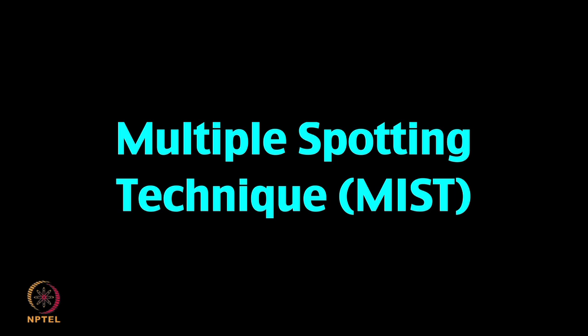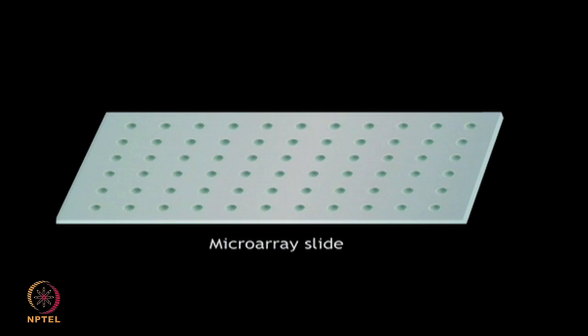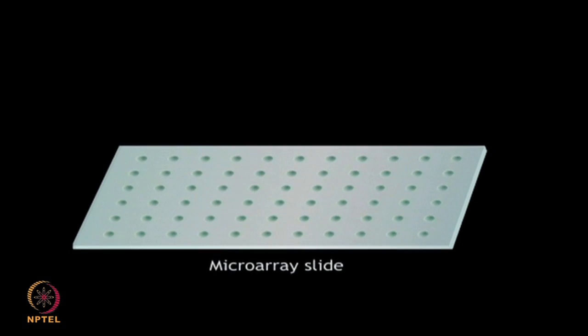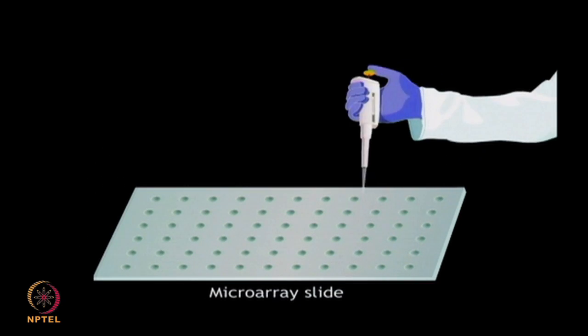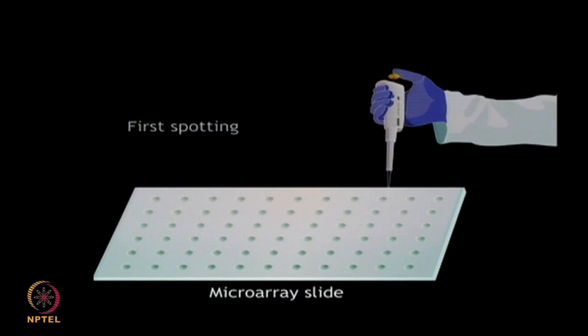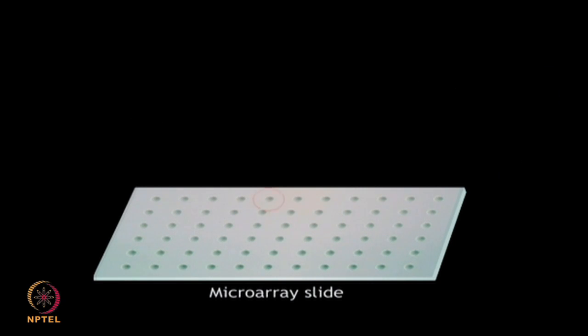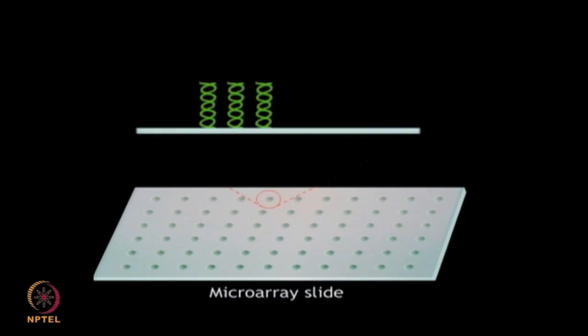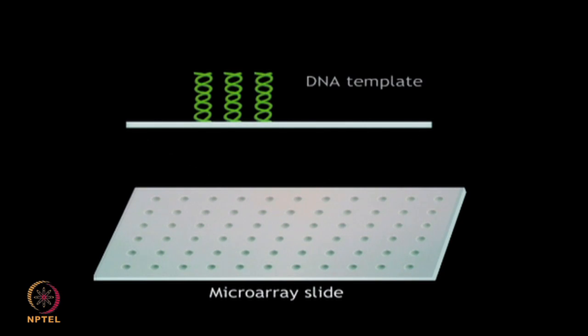Let us now discuss the working principle of MIST by showing this animation. Multiple spotting technique or MIST. In this technique, the first spotting step of the multiple spotting is capable of producing high density arrays. It involves addition of template DNA onto the solid array support.